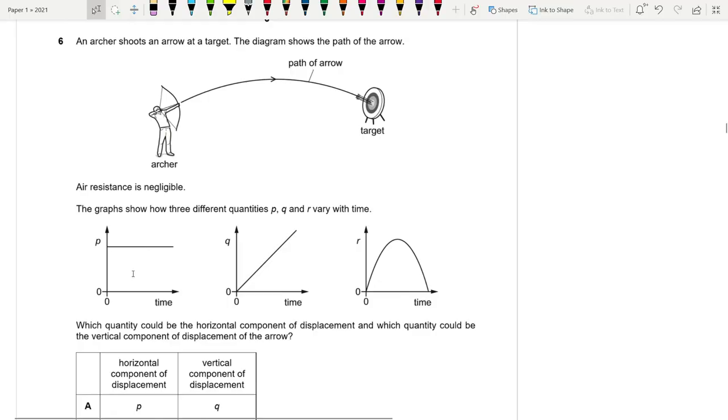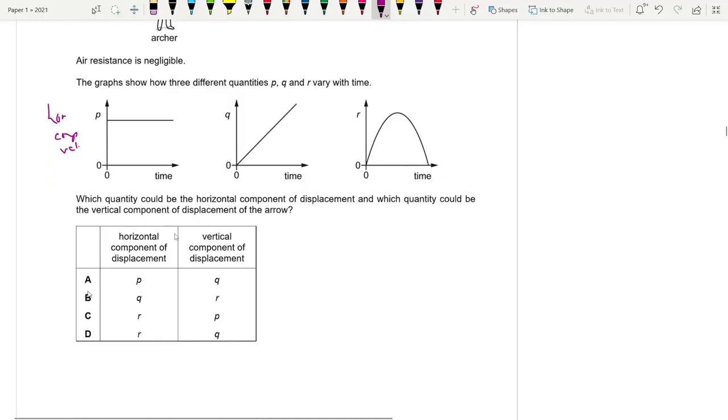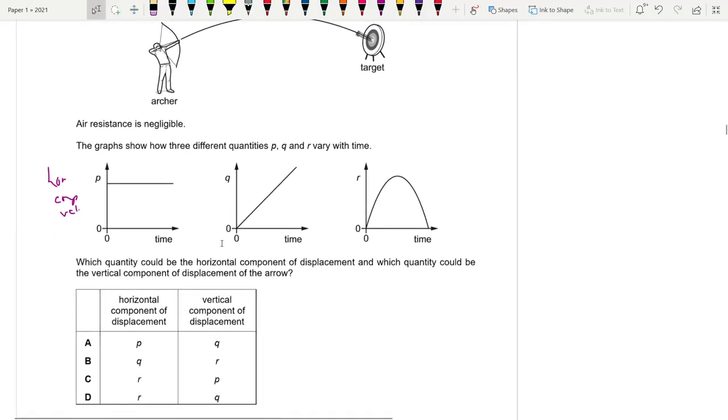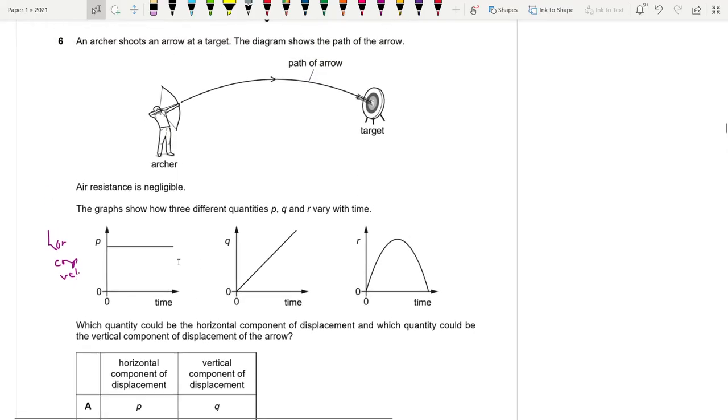So basically, for a projectile, one value never changes. That's your horizontal component of velocity. It will never change, okay? So this is clearly the horizontal component of velocity. Clear? So P is the horizontal component of velocity, for sure. And what about Q and R though? Using this information, we can get to the answer.